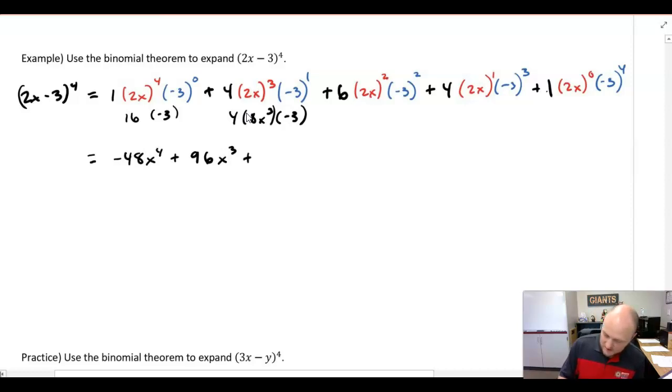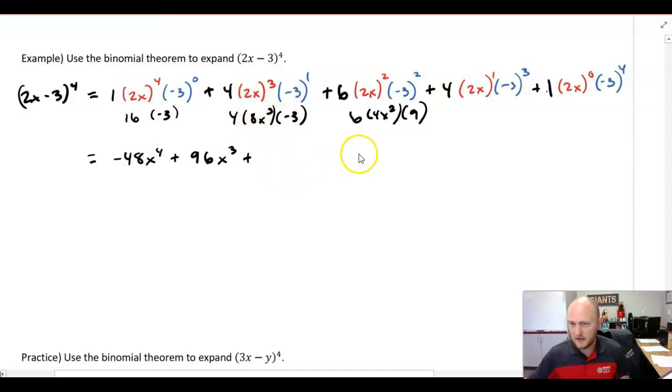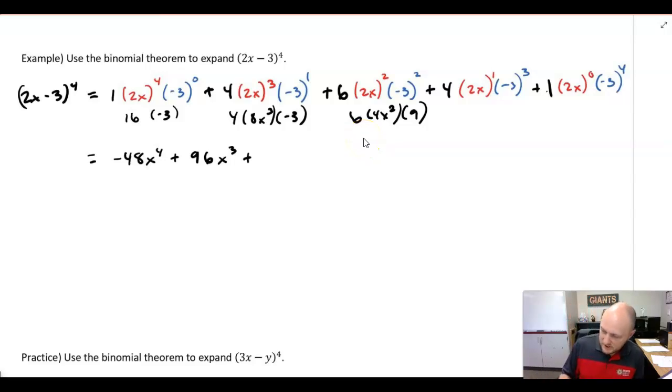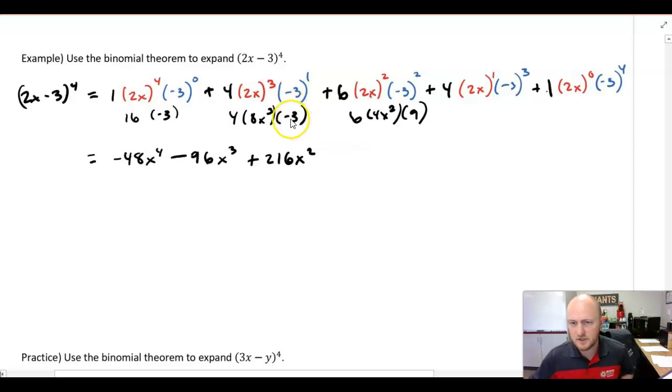Plus, now I have 6 times 2x squared, so that's 6 times 4x squared times 9. And 6 times 4 is 24 times 9, 216. 216x squared. This 96 should be negative too, because you have a negative 3 here. So negative 96.